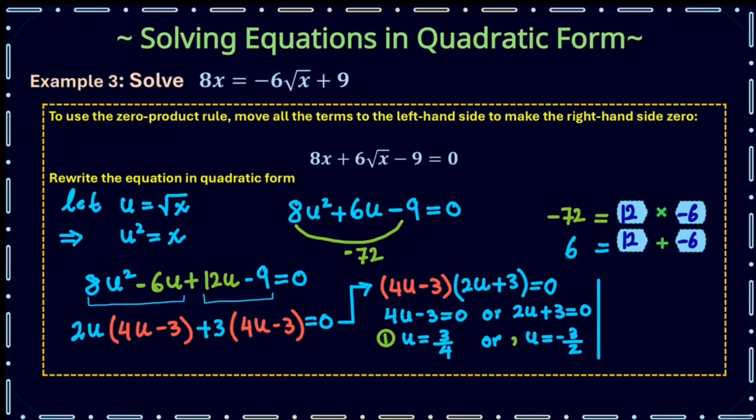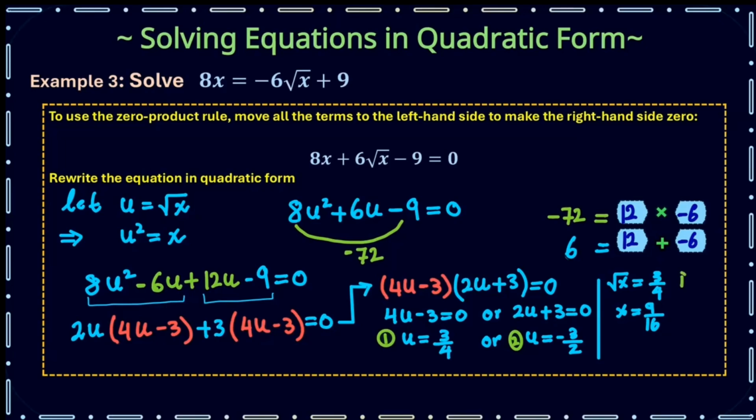And we're going to call this number 2. For the first one, replace u with root of x. Root of x equal to 3/4. To get x, simply square. To get rid of the square root, x is going to give you 3 squared, which is 9, over 4 squared. That is 16.